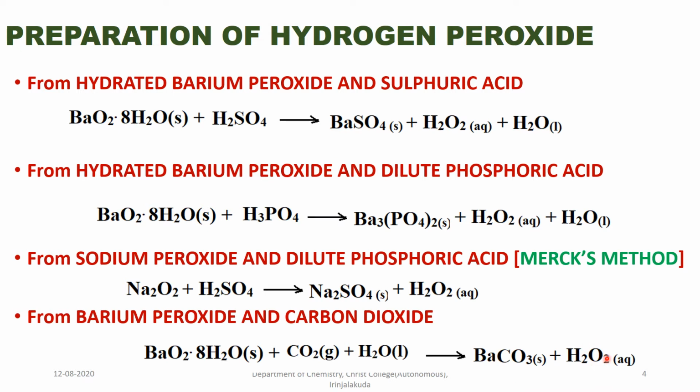So these are the 4 methods used normally in a lab for the preparation of hydrogen peroxide. Most of these methods involve the reactant hydrated barium peroxide with sulfuric acid or phosphoric acid or with carbon dioxide. We will get hydrogen peroxide as product.